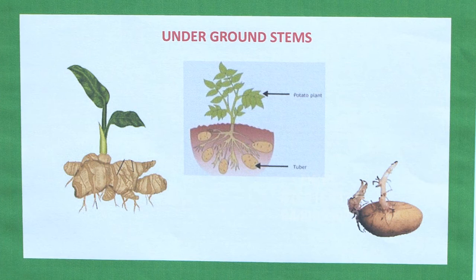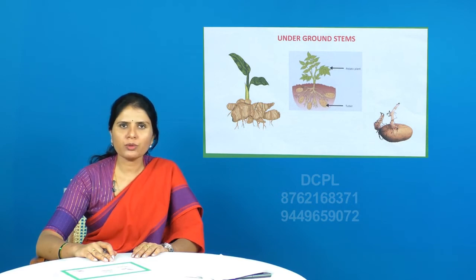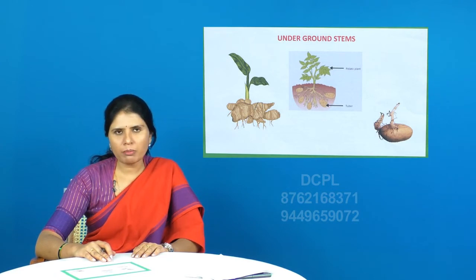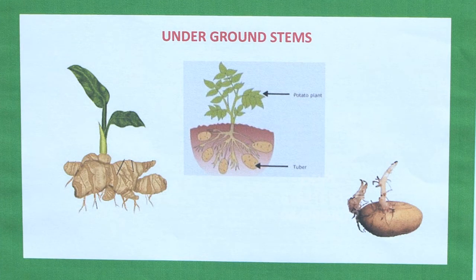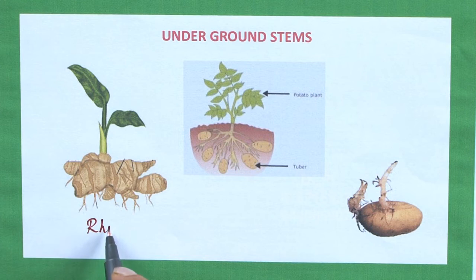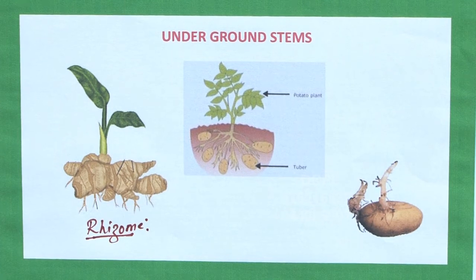Now, let us move on to the underground stems. Underground stems can be differentiated into 4 types, mainly the rhizome, the tubers, the bulbs and the corms. Coming to the rhizomes, the best example for the rhizome includes the ginger. Rhizome is a fleshy, horizontally growing flattened structure or a succulent structure for the process of storage of food material.